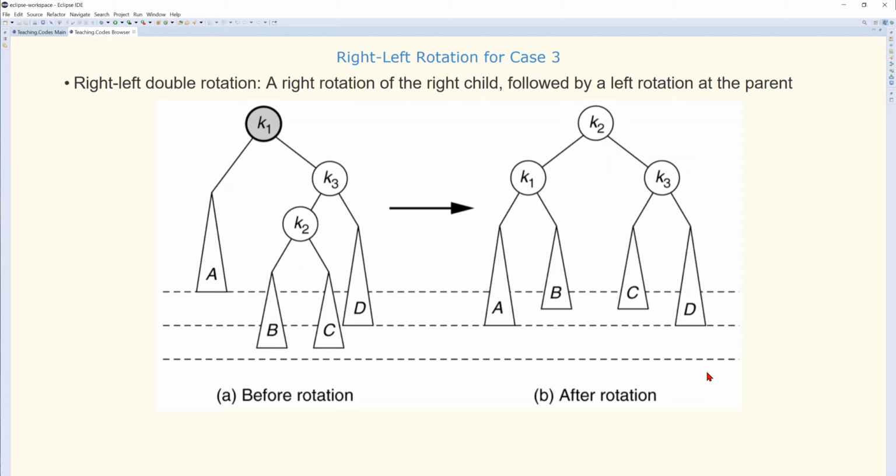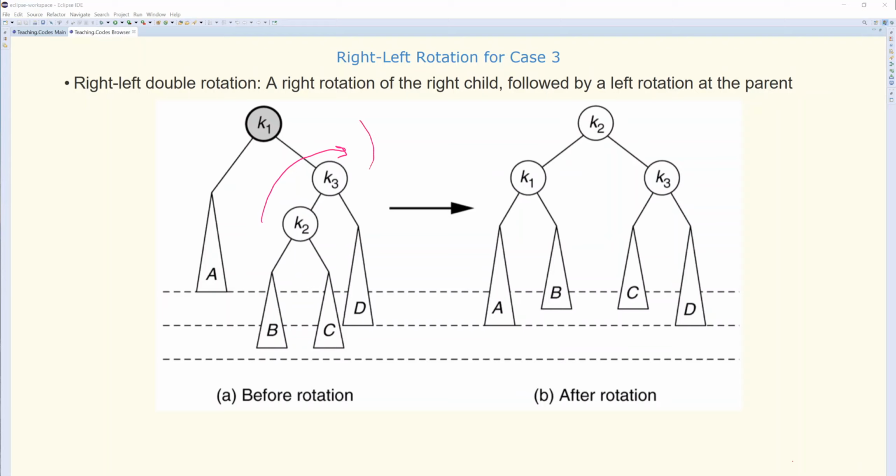For the case of case 3, as I said, it's just the symmetric of that. But now you have to do a right-left rotation. So that means you first do a right rotation here. K3 and D go down. K2 and B go up, and C gets adopted by K3.